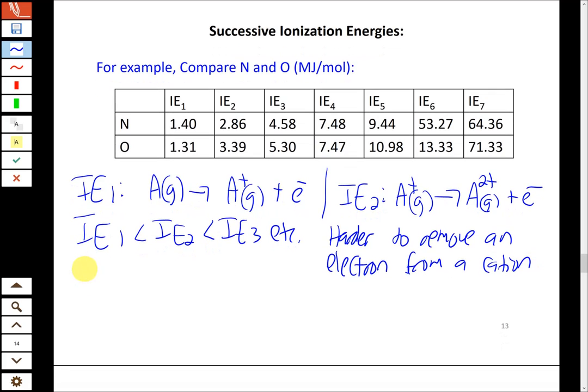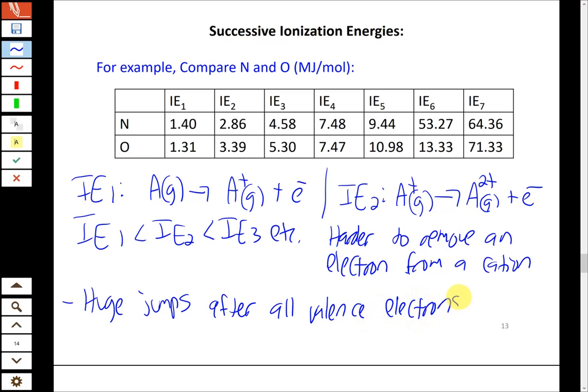All right. And then what we also will see is that we're going to see a huge jump, though, once we've removed all the valence electrons. So even though it's going to always increase, the increase is going to be pretty steady as you're removing valence electrons. But then once you've removed all the valence electrons, removing a core electron, which is much closer to the nucleus, requires a lot more energy. All right, and that's because, again, they're closer to the nucleus, so it's hard to remove those core electrons.